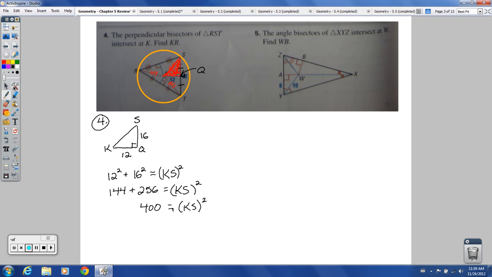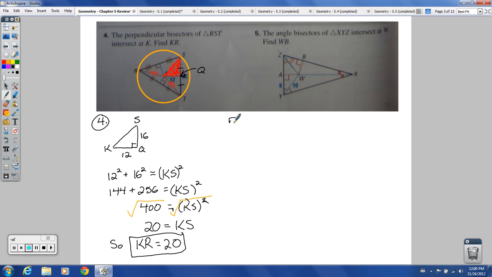And then from there, you can take the square root of both sides, take the square root of 400, take the square root of KS squared, and that will cancel out here and here. Get rid of that. We'll have 20 equals KS. And since KS has to be the same as KR, being a circumscribed circle around there, being these radii are the same, we could say also that KR equals 20.